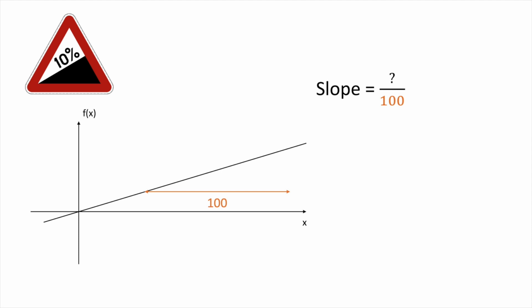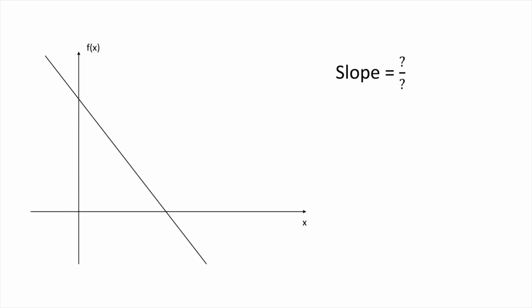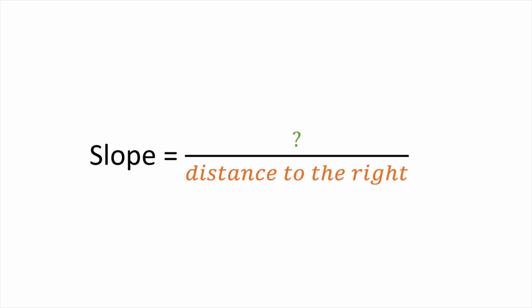If we have a 10% slope, it means that by traveling 100 meters to the right, we climb 10 meters. It is also possible to have negative slopes if going to the right, we descend. So we can say that the slope of a line is the distance up divided by the distance to the right.